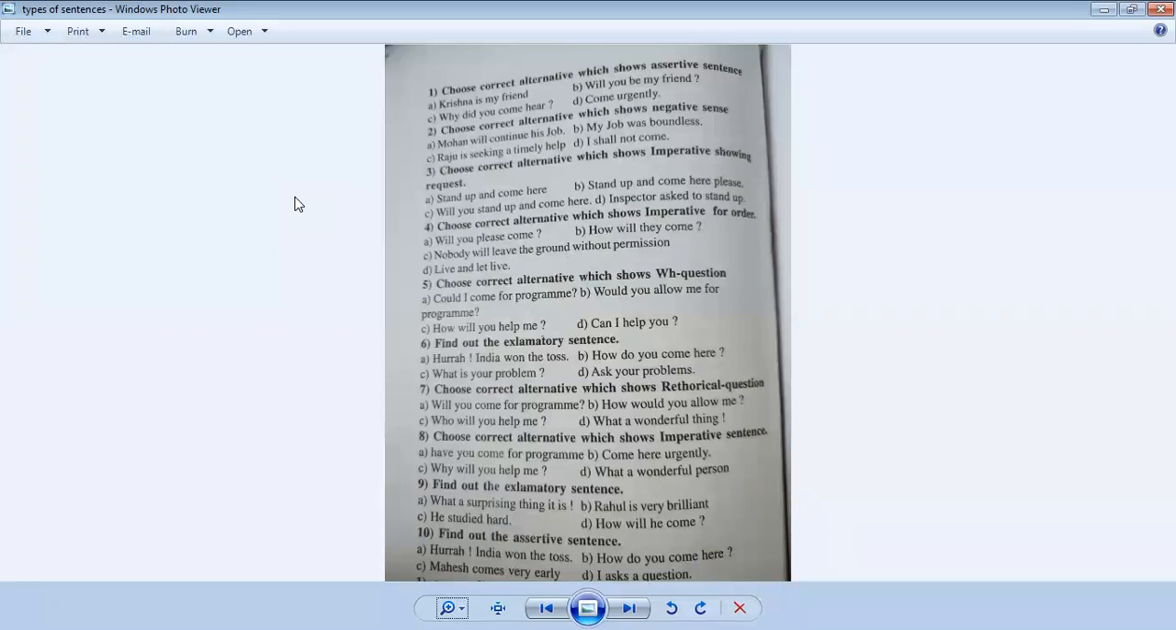Find out the exclamatory sentence. Which is the exclamatory sentence? Option A. Correct. Choose the correct alternative which shows a rhetorical question.